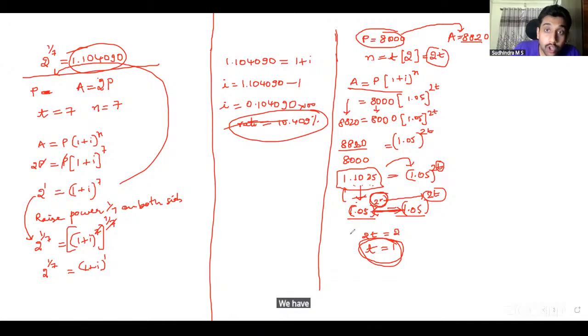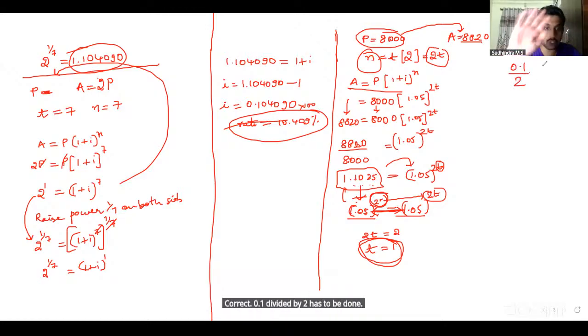We have to. That's how we get N. N is 2 into 2 if it is for 2 years. I'm not talking about N, sir, I'm talking about I, sir. Like in 0.1, I divided by 2 into 2. Correct. 0.1 divided by 2 has to be done. Into 2 we should not do, because I is per annum. Yes, sir. Got it, sir.